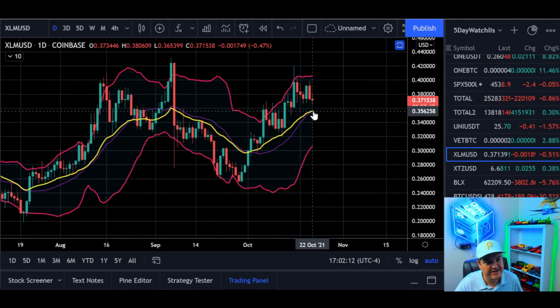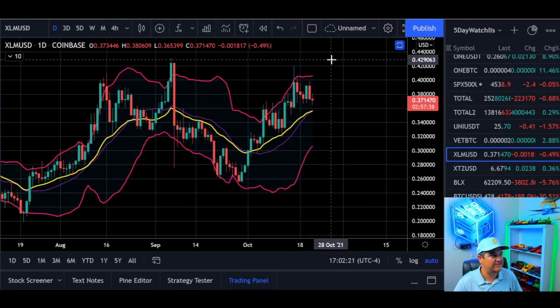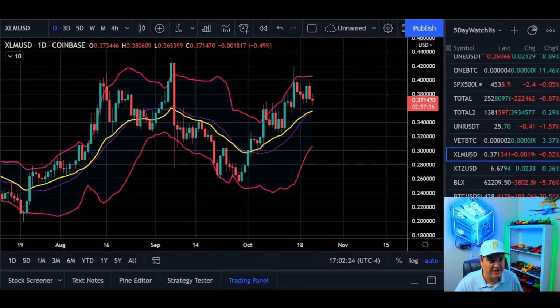So if we come back down, we want to bounce right around that same mark we talked about, the 35, 36 cent level, and then we can shoot for the higher highs. So that is XLM in a nutshell. Hopefully that helped you. Now let's go look at the Crypto Fear and Greed Index that we cover every day on this channel.